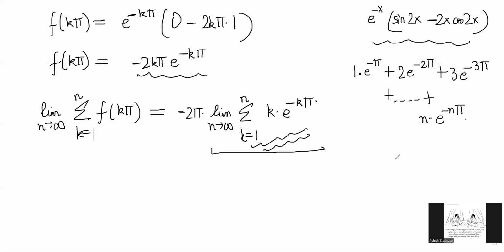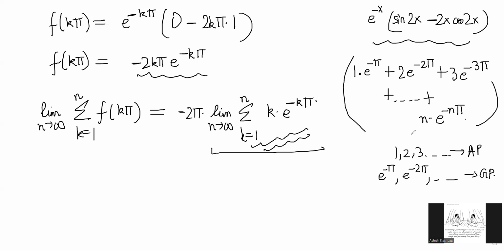So you can see that the sequence 1, 2, 3 is in AP, whereas the sequence e power minus pi, e power minus 2 pi and so on is a GP, right? So the terms here are a combination of an AP and a GP. So we'll use the general method for solving the AGP.